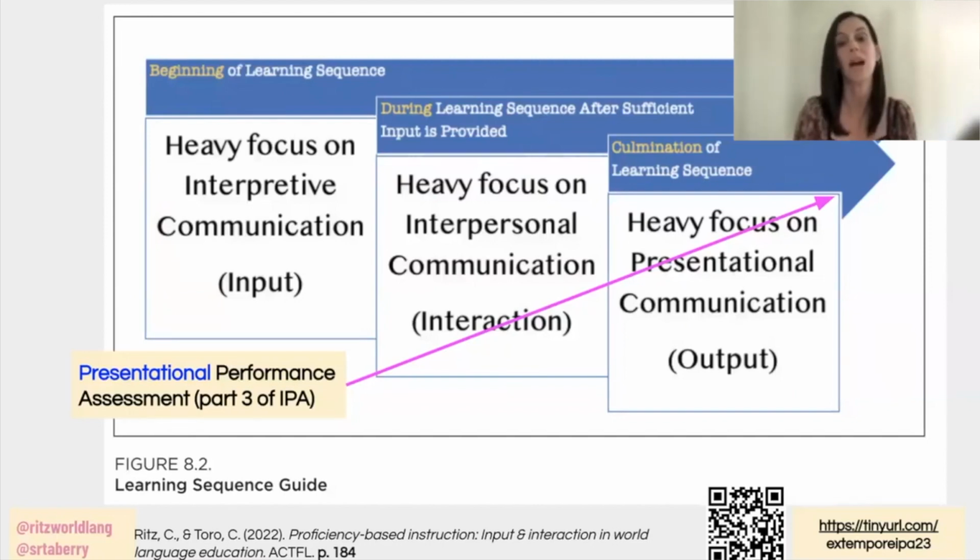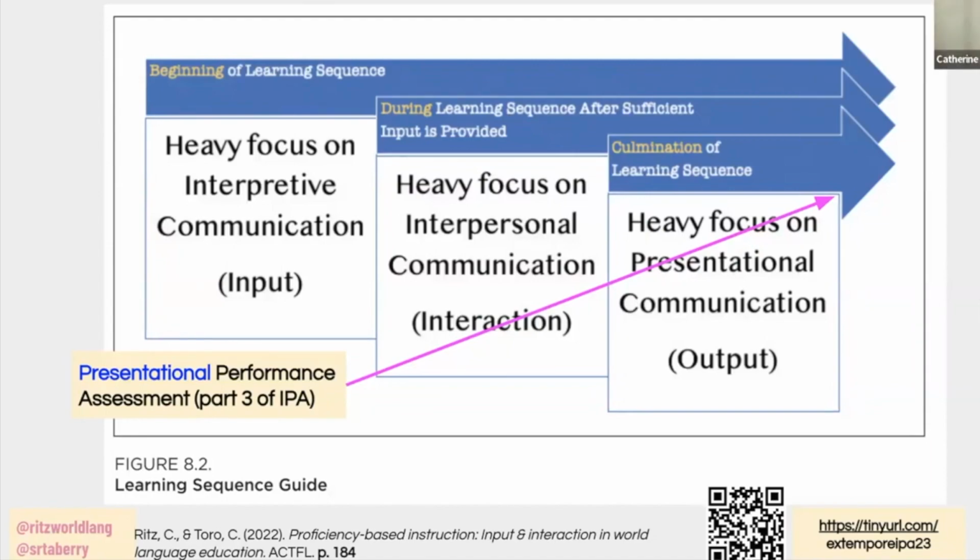So that's how I would sort of think about sequencing the unit, so that the three pieces of the IPA are within the unit, not all the way at the end, and it's something I can more reasonably do and have time to give learners feedback. So this would be sort of the structure of how that unit would unfold.